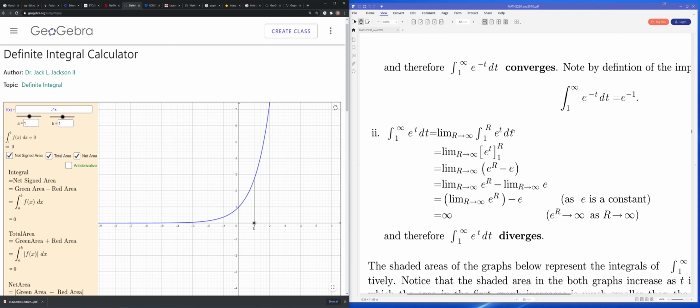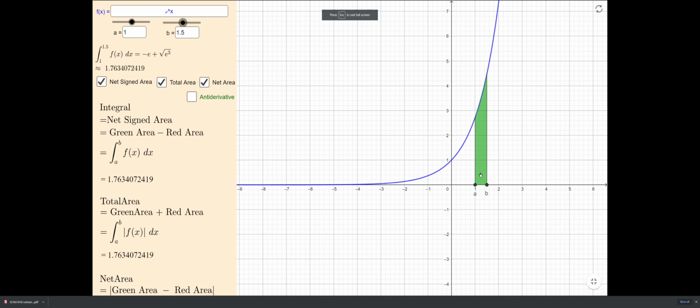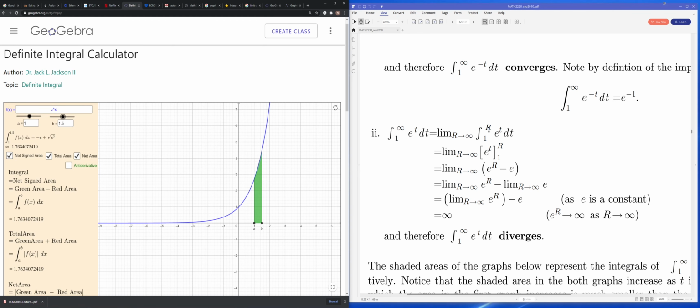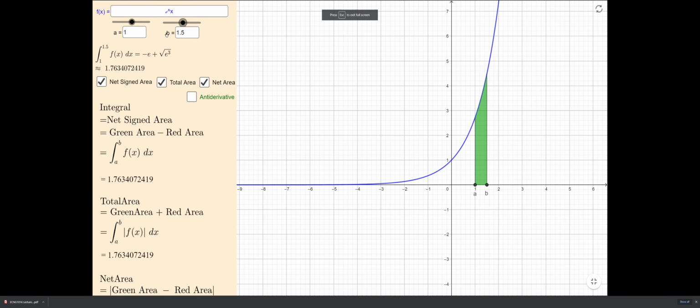In this integral, what you're doing is integrating e to the t between 1 and a big R, and the big R is just some finite value that's larger than 1. For example, over here, this is when the big R is 1.5. So that's the area over here. This integral, when the big R is 1.5, is this green area. And if I increase the big R to say 2, notice you're going to get a much larger area.